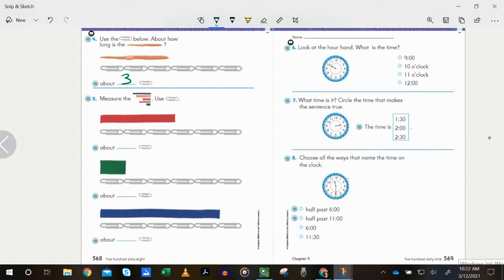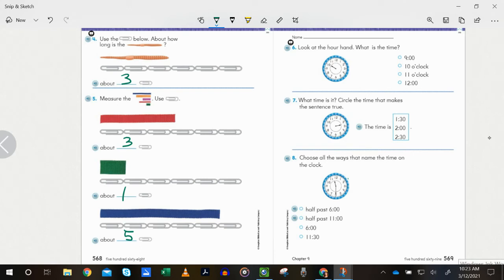Number 5, the red ribbon goes just a little bit past 3 paper clips, but it's not very far onto number 4, so I'm still going to say 3. It's closer to 3 than it is to 4. The green one is only about 1 paper clip, and the blue one is about 5 paper clips.